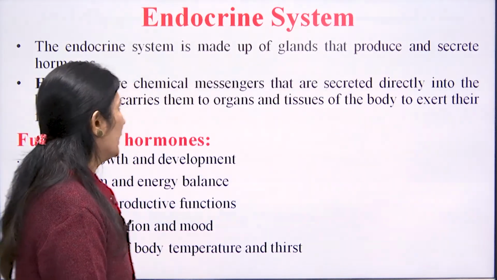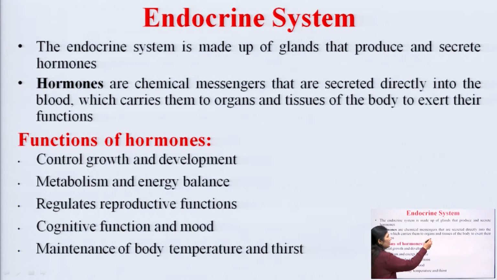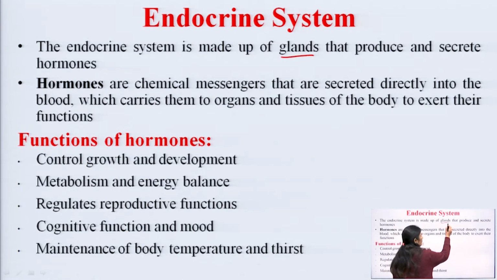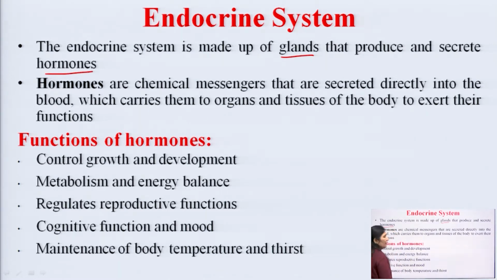So, what is the endocrine system? The endocrine system is made up of glands that produce and secrete hormones. So, the endocrine system consists of glands and their hormones, and the study of the endocrine system, their glands, their hormones, their disorders is known as endocrinology.